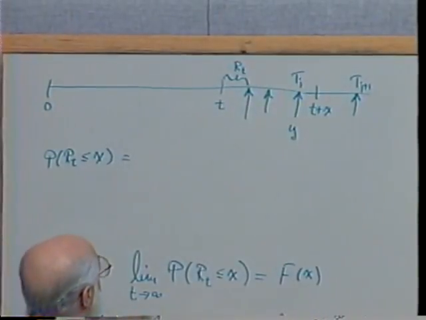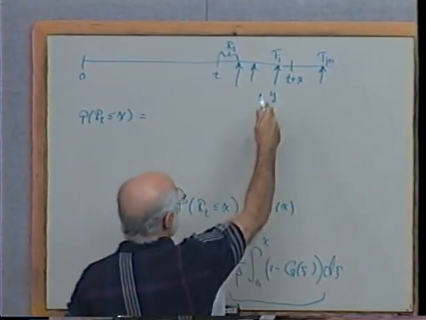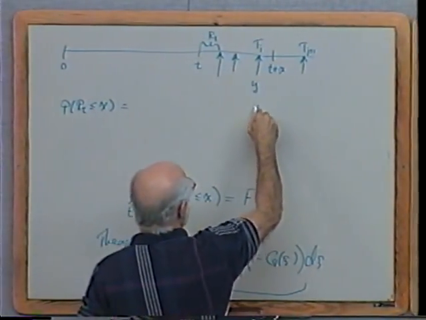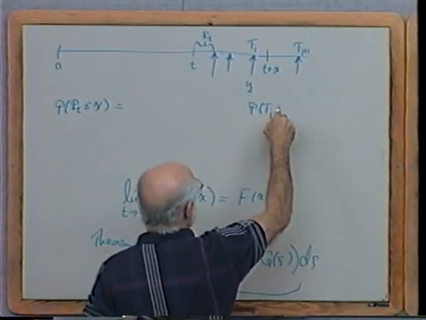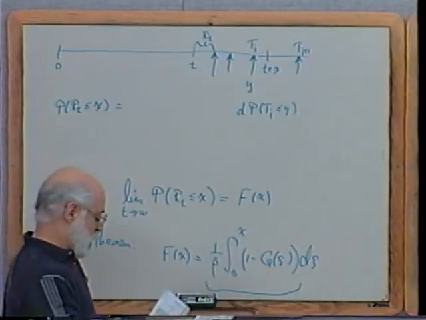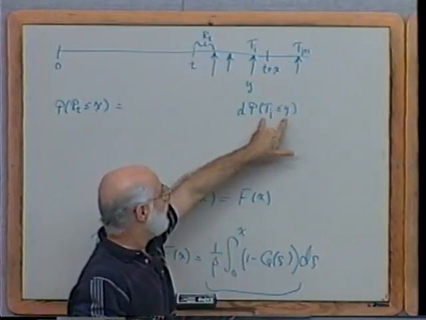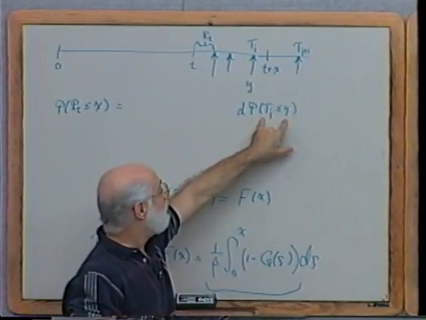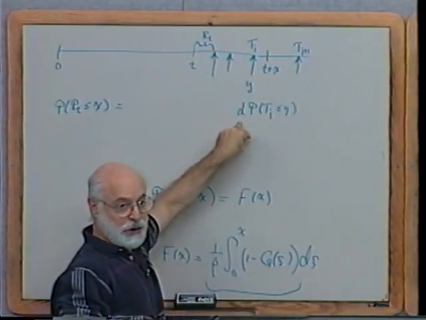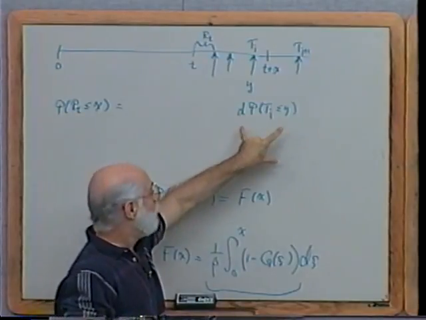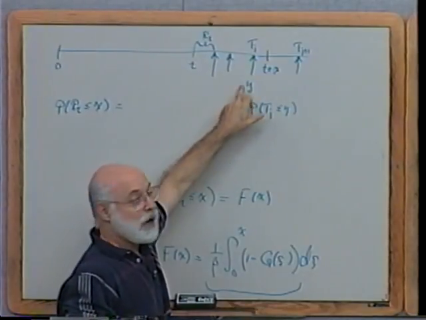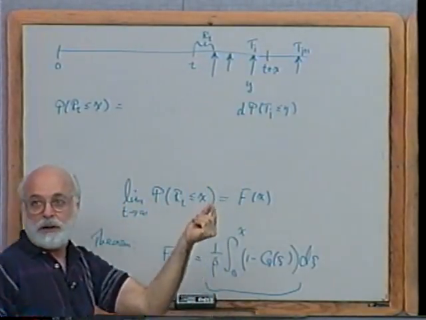Okay, so let's see. First of all, let's calculate the probability that the jth renewal in fact occurs at time y. So that would be the differential of the probability that t sub j is less than or equal to y. Okay, that's because, remember that the probability that t sub j is less than or equal to y is in fact the distribution function of t sub j evaluated at y. So if I take its differential, that's like the density function times dy. So this is the probability that the jth renewal occurs at time y, or in an infinitesimal interval about time y.